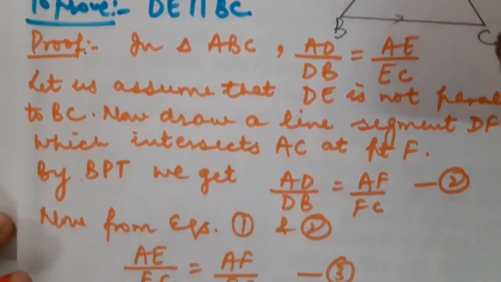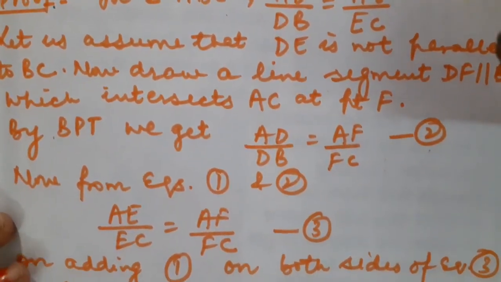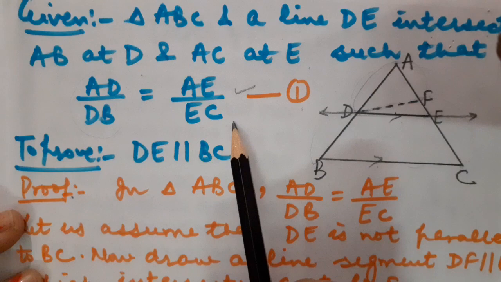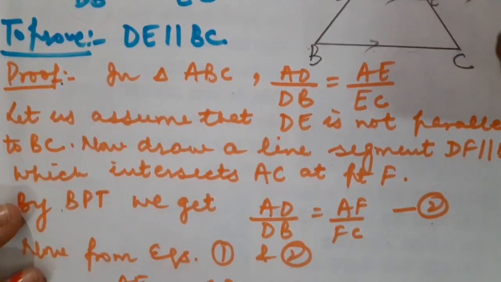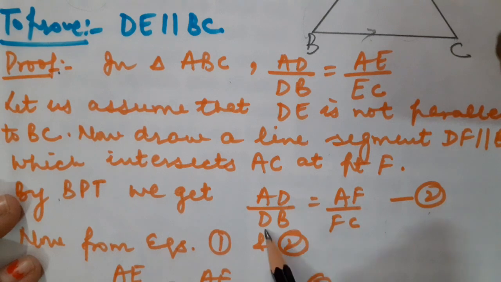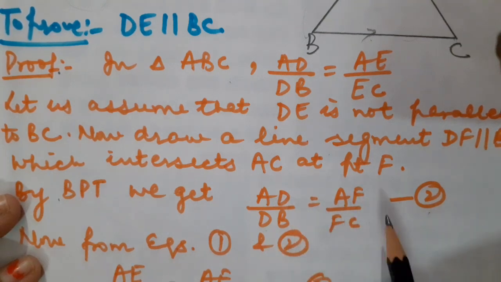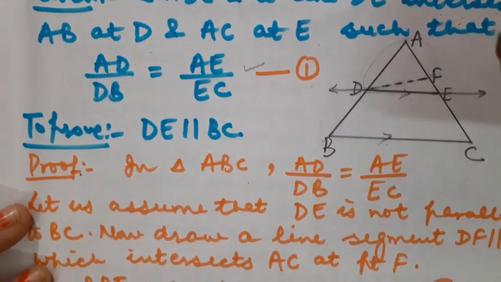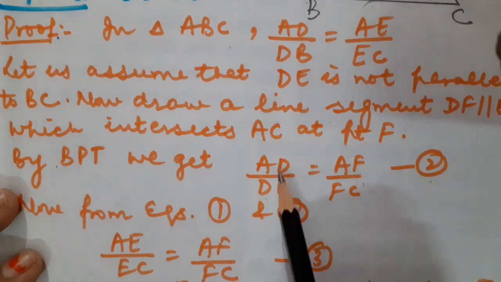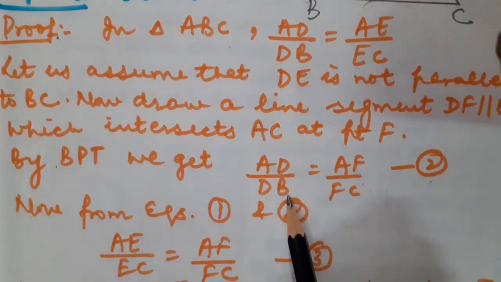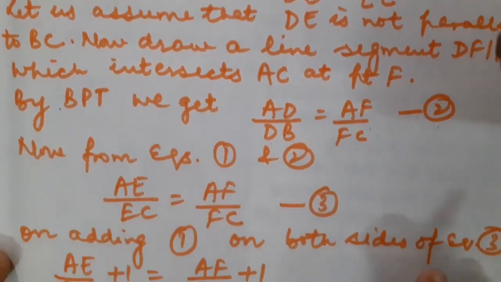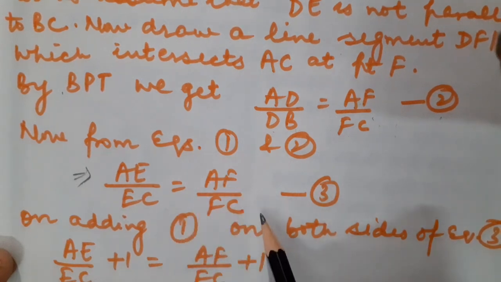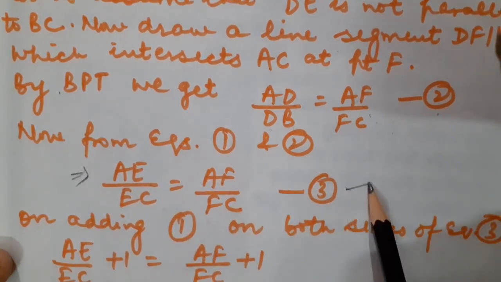Now from these two equations, from equation 1 and 2, have a look. We had been given AD upon DB is equal to AE upon EC. But while assuming, we have taken that AD upon DB is equal to AF upon FC. So in equation 1, AE upon EC is equal to AD upon DB, and in equation 2, AF upon FC is equal to AD upon DB. As they both are equal to AD upon DB, it means they both will also be equal. So we can say that AE upon EC is equal to AF upon FC. So let us consider it as equation number 3.